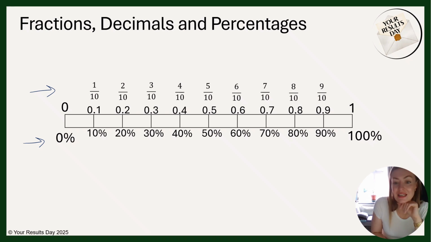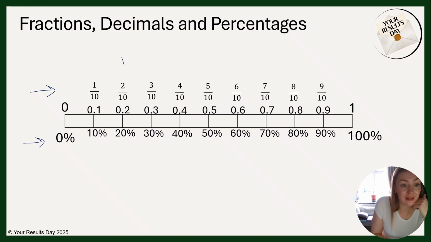And we can see what fractions these are equivalent to in tenths, because 0.1 is 1/10. We can see that above. 0.2 is 2/10. 0.3 is 3/10. 0.4 is 4/10, and so on. Some of these fractions, however, can be simplified.